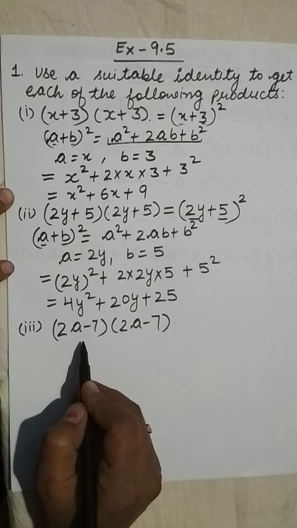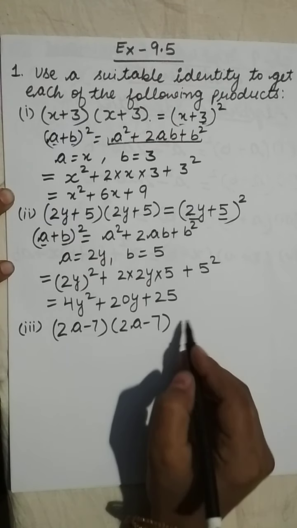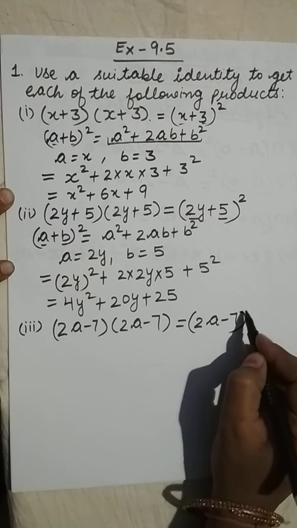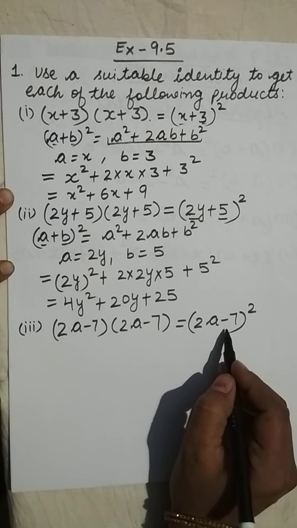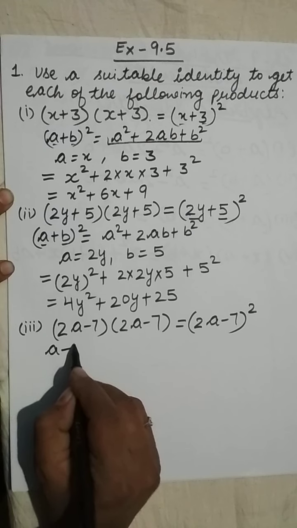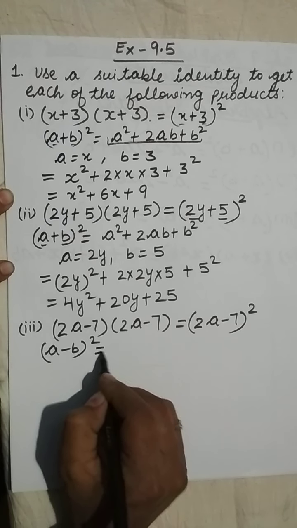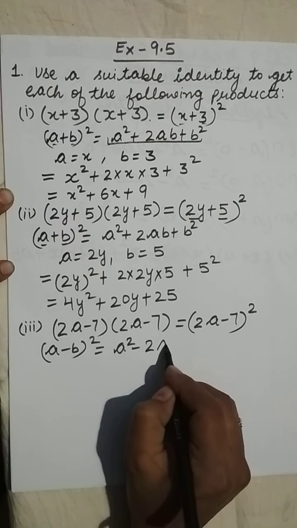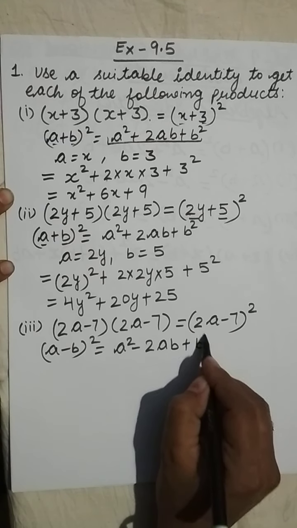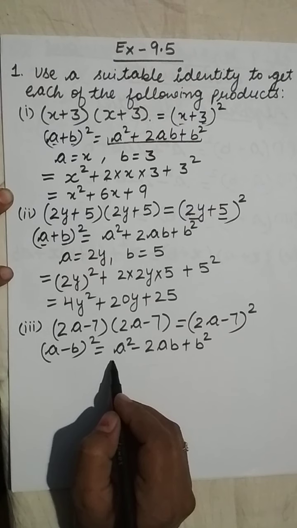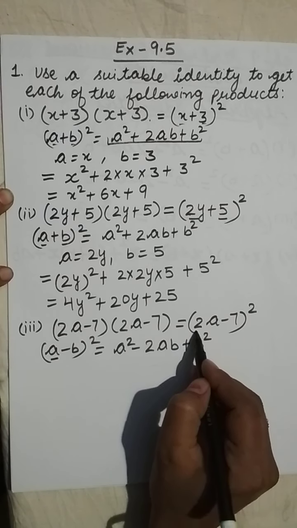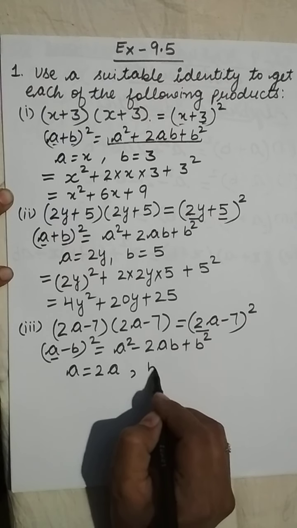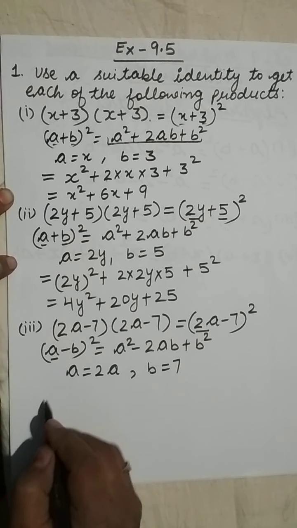Third part is (2a minus 7) into (2a minus 7). Now this can be written as (2a minus 7) whole square. Now this is the type of (a minus b) whole square. So we will write the identity of (a minus b) square, which is equal to a square minus 2ab plus b square. Now again compare the values of a and b. Here a is 2a and b is 7. Now substitute the values.